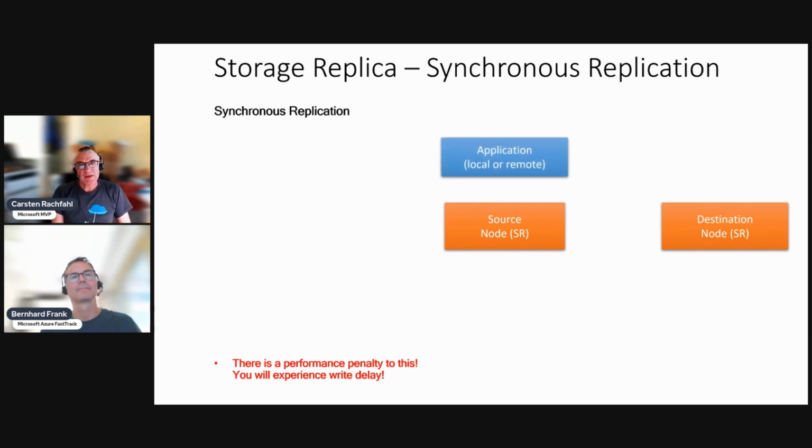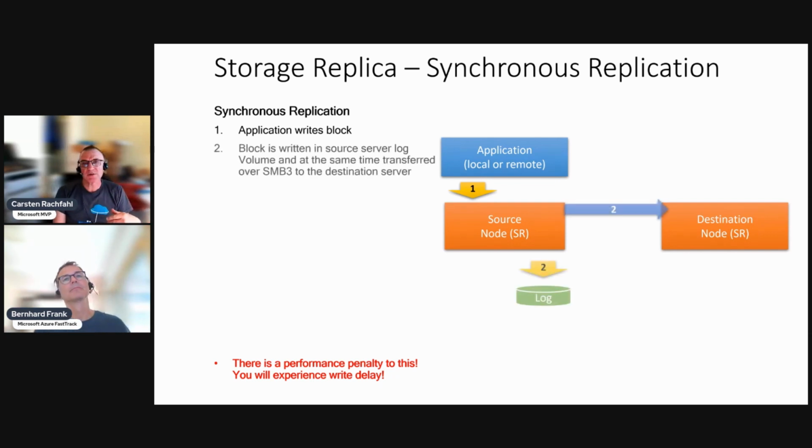So let's say we have our application, our VM. Our VM is running here on the source side and is writing data, because reading data we don't really care. The data is not changed, so we don't have to get any change to the other side. Reading doesn't change anything, only writes change data. So our VM is writing something to our source node, and the source node is replicating the data over the replica network using SMB3. Very important, we use SMB3, a very powerful protocol.